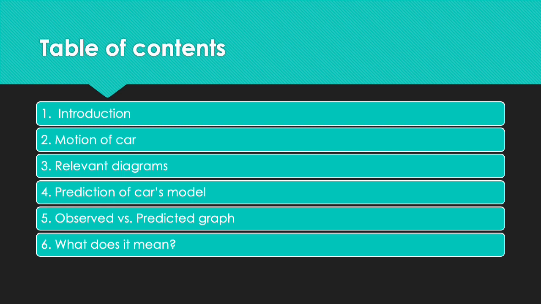Okay, so the table of contents, this is basically me just going through what I'll be talking about in this video. The first is my introduction, the second is the motion of the car, third is relevant diagrams to give you a better visualization of what I'll be talking about. Fourth is the prediction of the car's model, fifth will be the observed versus predicted graph, and sixth will be what does it mean, like all of this.